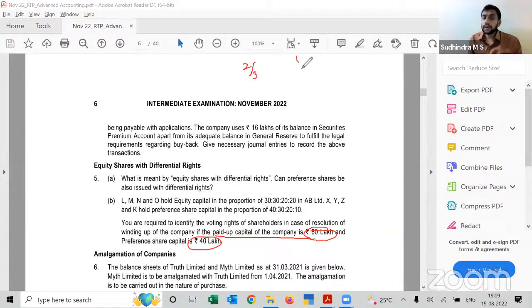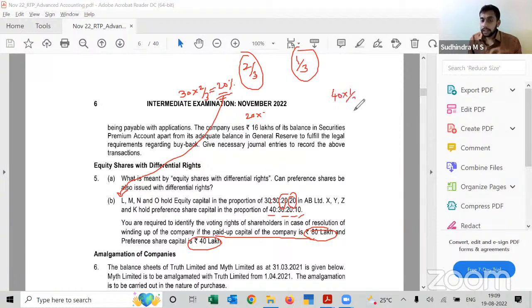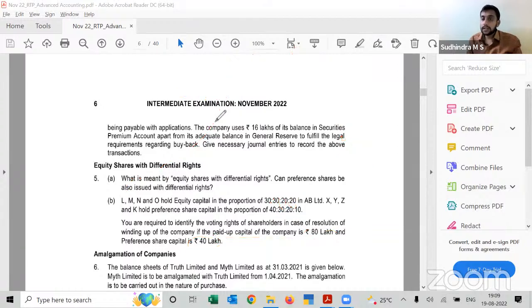Here paid up equity share capital is 80 lakh and preference share capital is 40 lakhs. So 2/3 and 1/3 is the proportion weightage that I have to give to equity shares and preference shares. For equity shares we have 30-30-20-20. 30 into 2/3, that is 20%, is the voting weightage given to L. Similarly, 20 into 2/3, that is 40/3, is the weightage given to N and O. For 40-30-20-10, it is 40 into 1/3, 30 into 1/3, 20 into 1/3, and 10 into 1/3 that is the percentage of weightage given to preference shareholders. Is that clear?